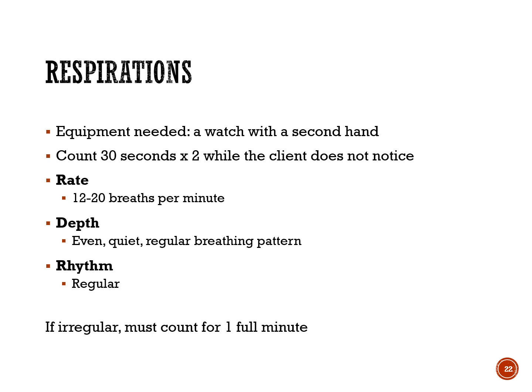So the accepted range is 12 to 20 breaths per minute. And then you're going to assess their depth. Is it even, quiet, regular breathing pattern? How's their rhythm? Is it regular or irregular? Are they labored? There are so many different abnormalities, and we're going to talk a little bit more in class with a concept map. If irregular, you must count for 1 full minute. Anytime you have an irregular rate, you must count for 1 full minute. Anytime you have anything irregular, you must count for 1 full minute.